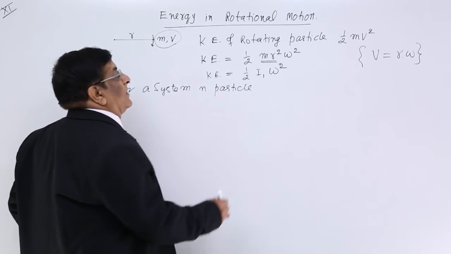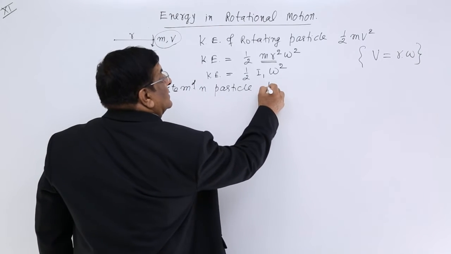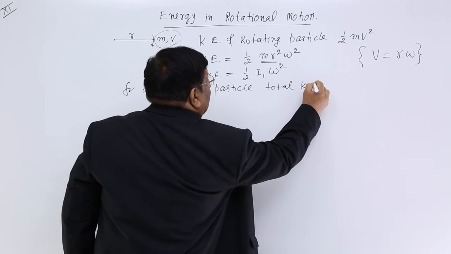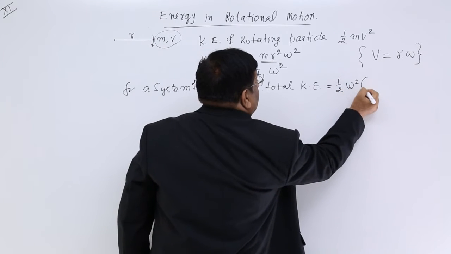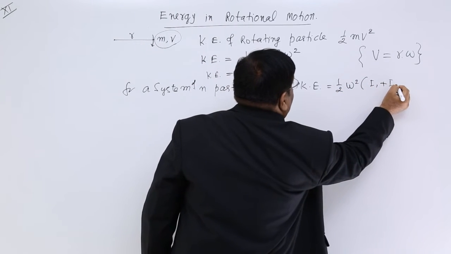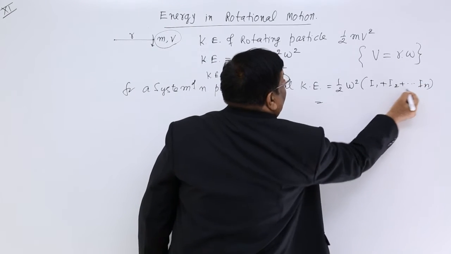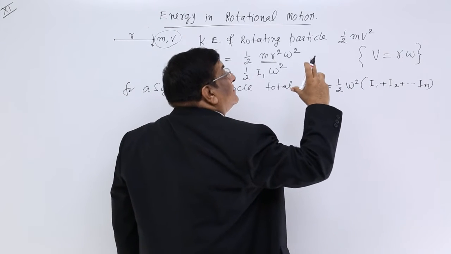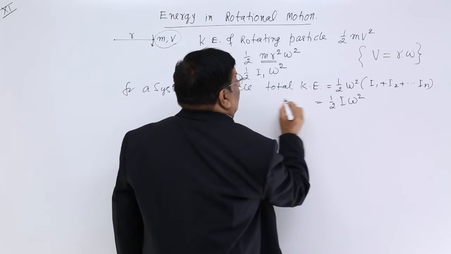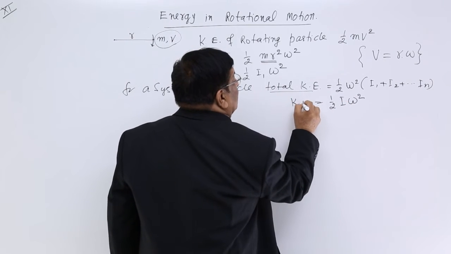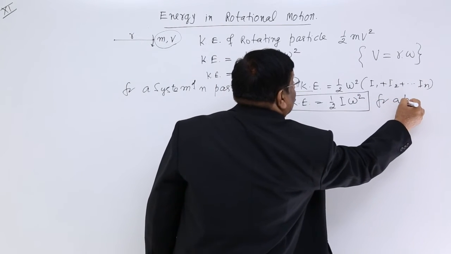So how much will be the total kinetic energy? For a system of n particles, total kinetic energy is equal to half omega square, which is common for them, times I1, I2 up to In. And this we know is the moment of inertia of the complete body. So this we can write as half I omega square. This is the total kinetic energy of a system of particles for a body.